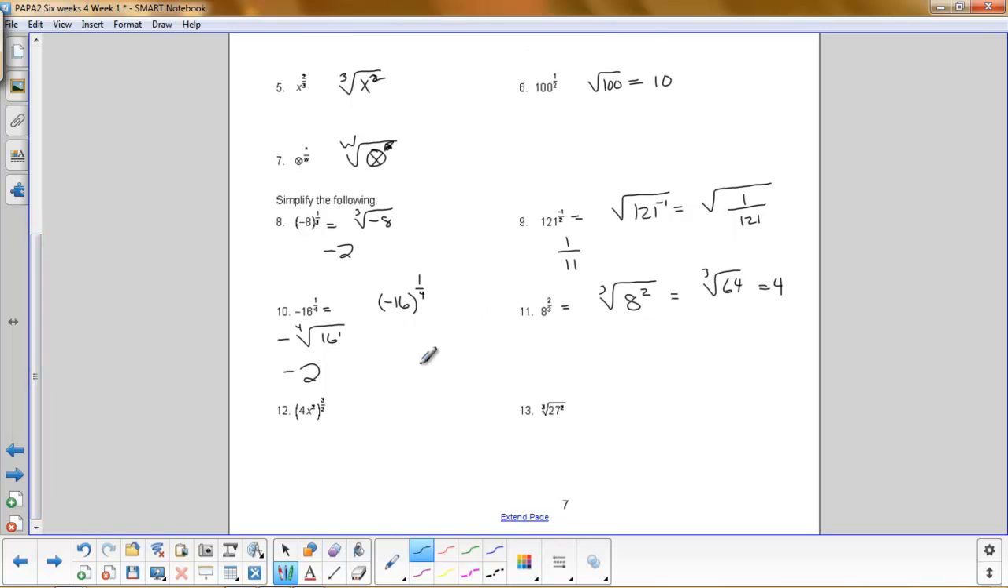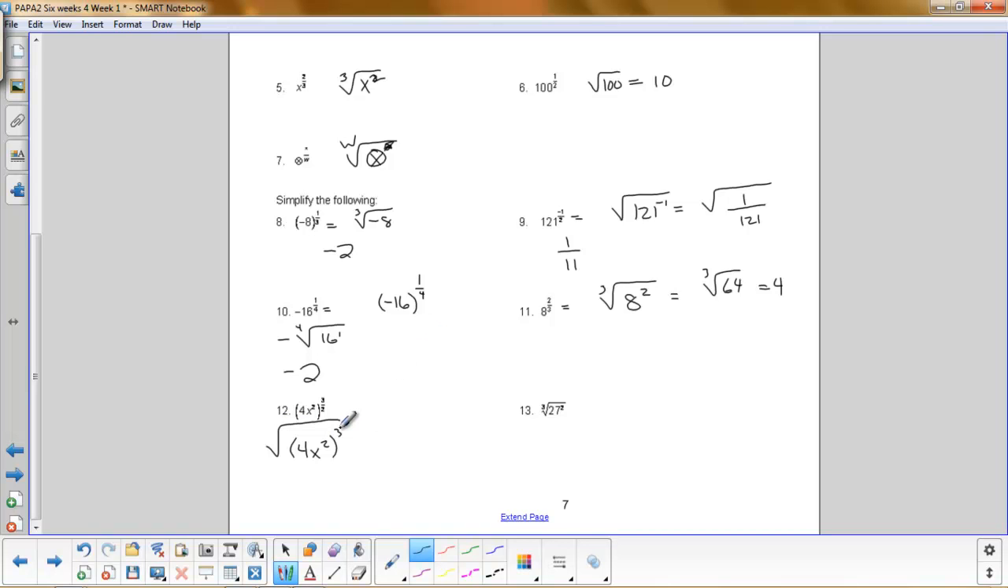Number 12, we're going to have to distribute this. We're going to have to rewrite this without distributing it. It's a lot easier that way. So it's going to be 4x squared to the 3rd power inside of a square root symbol.